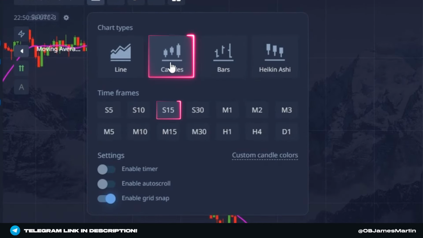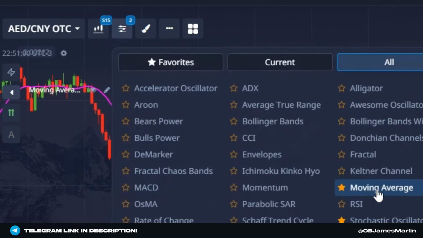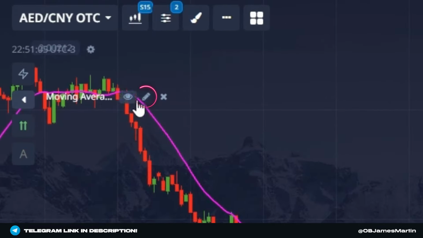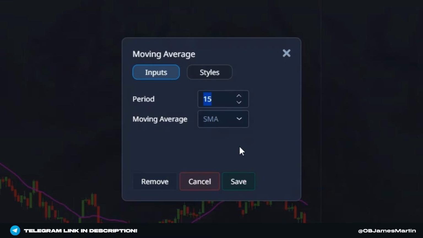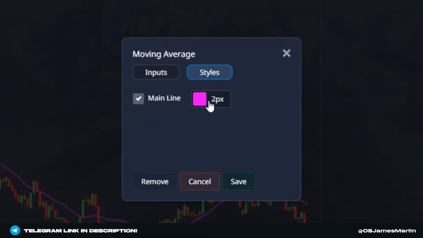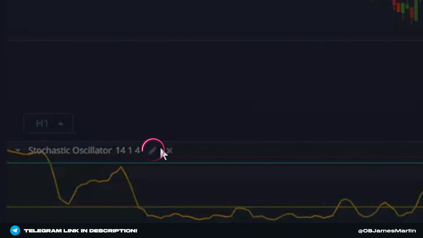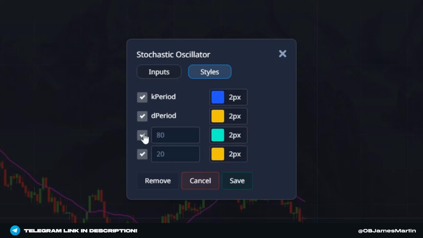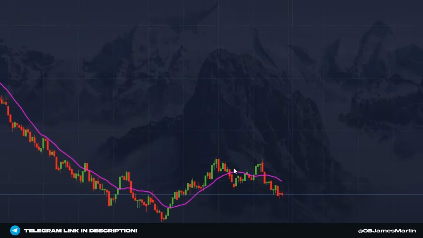Guys, with this one, we're going to use classic candles on a 15-second time frame, a moving average and a stochastic oscillator. For the moving average, we're going to use a period of 15, simple. For the stochastic, we're going to use 14, 1, 4, smoothed. 15 for that line. All right, just change that, and we have all this set up, guys.